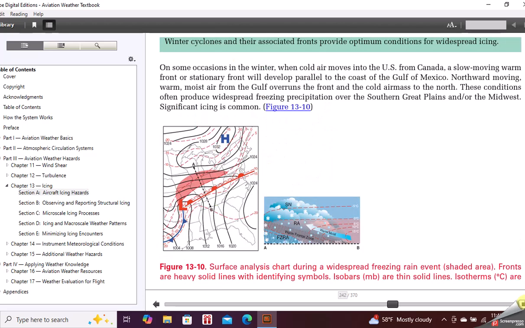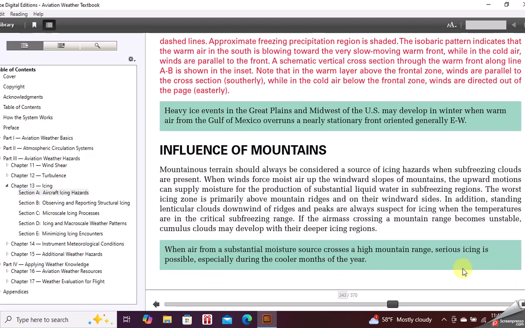That's an area you want to avoid. And here you can see it again, warm air coming up and overriding very strong cold air to the north with that large 1032 high. Created lots of icing issues.